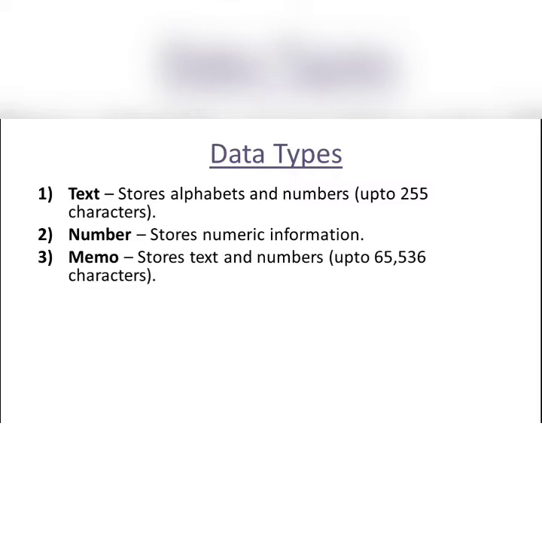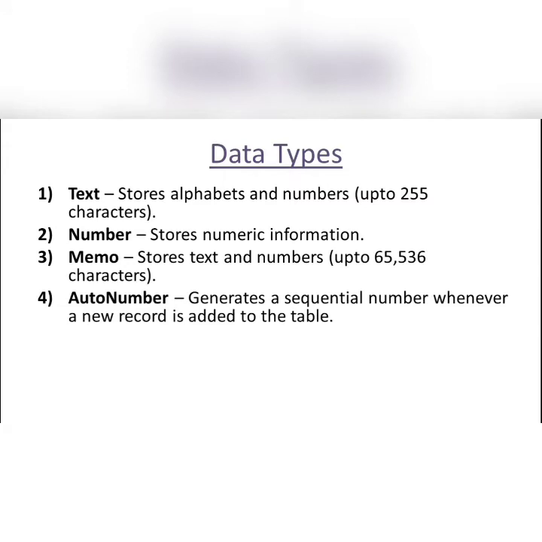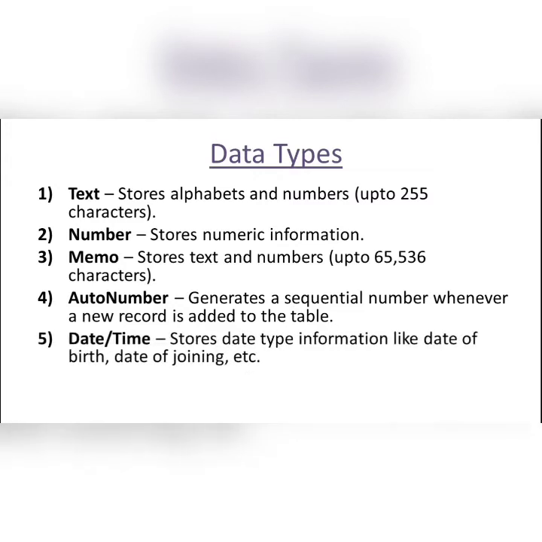Next one is auto number. It generates a sequential number whenever a new record is added to the table. For example, I want to generate a sequential number 1 2 3 4 5 in a sequential manner. So what will I do? I'll use an auto number data type, which will automatically make those numbers in a particular sequence, and I don't have to write 1 2 3 4 5 6 7 8 9 10 again and again.